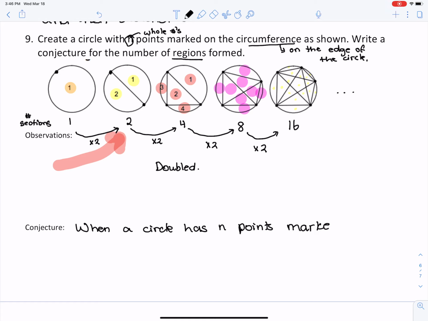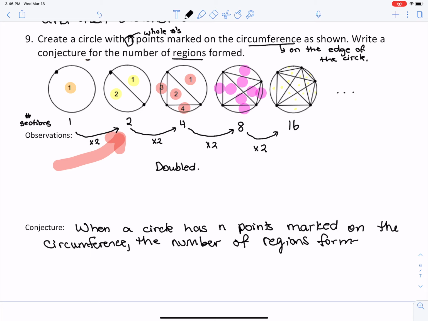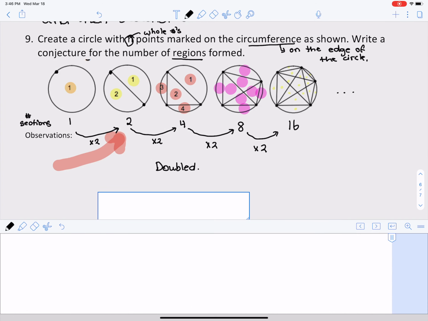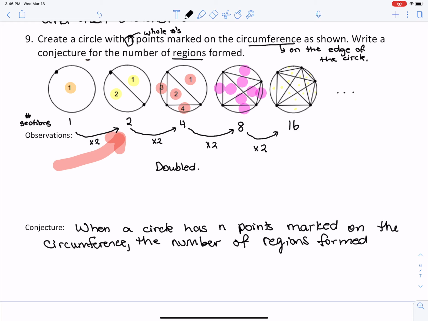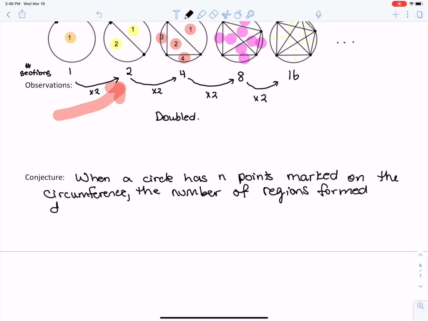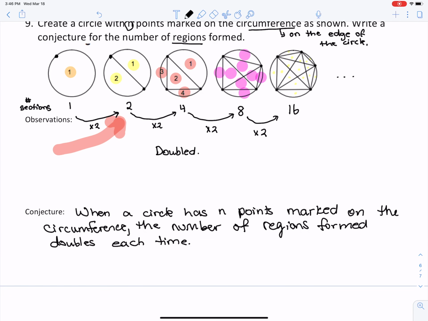marked on the circumference, the number of regions formed doubles each time. And that's what we have for conjectures. Again, in the lessons to come, we're going to actually try to determine whether these conjectures are true or false.